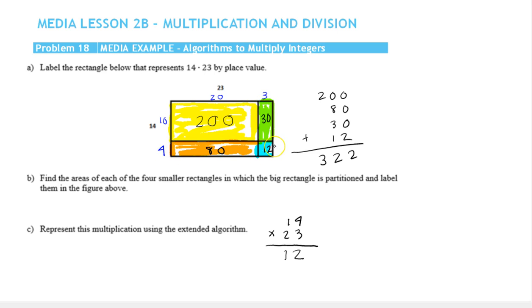There's our 12 ones. Now we're going to say, well, I have 3 ones times 10. So 3 times 10 is 30. And that's representing this piece, 3 times 10. When you move on to the next place, remember this 2 really represents 20, and this 4 is 4 ones, so 20 times 4 is 80.